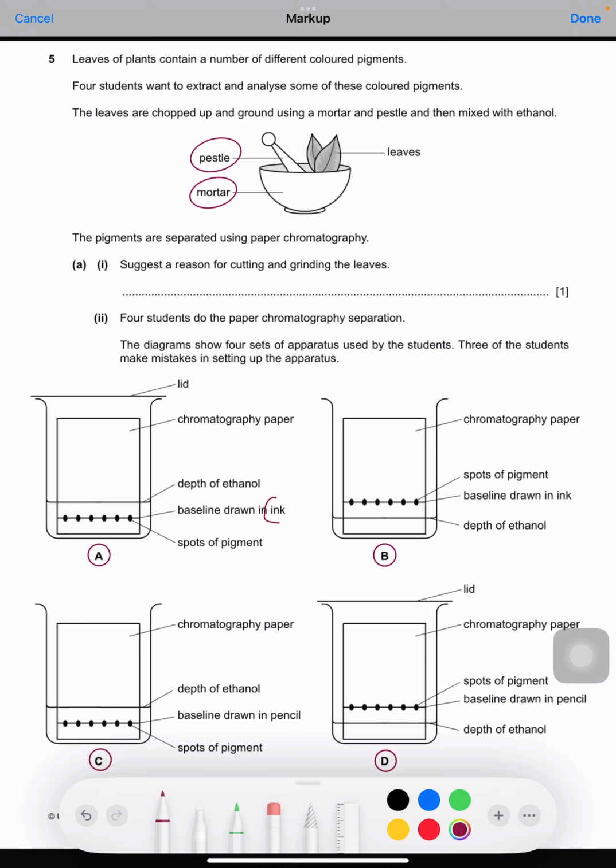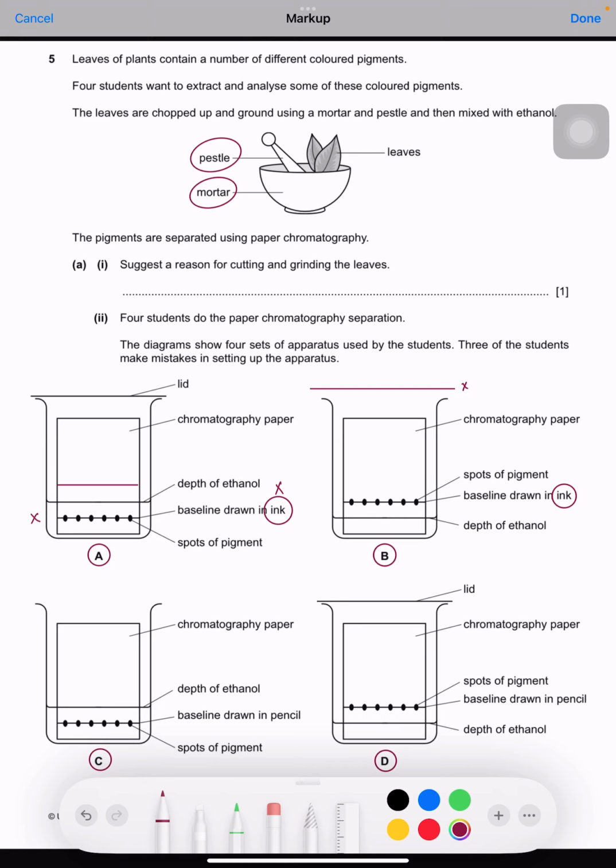So this is problem number one: it is drawn in ink. Rather, it is immersed in the solvent as well. It should be above the solvent, but it is in the solvent, so this is another mistake. So there are two mistakes in A. Let's look into B. B does not have any lid on it, so this is problem number one. Number two is that the spots of B are also drawn in ink. Let's look into C.